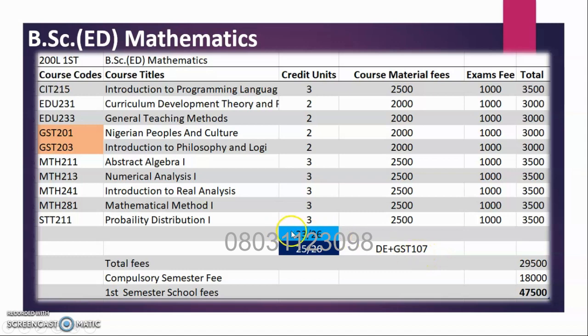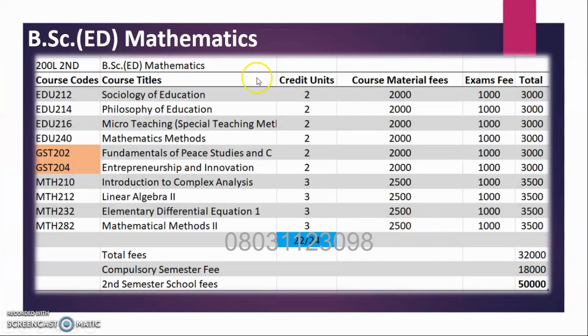So for regular students, you're expected to pass 23 units out of all the courses available here. For direct entry, you're supposed to pass 25, which includes GST 107. Okay, then your fee would be 47,500. But if you came in through direct entry, you will have to add 18,000 because your first compulsory fee will still be 36,000.